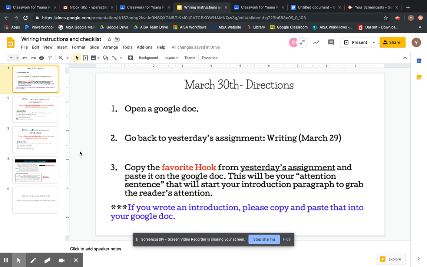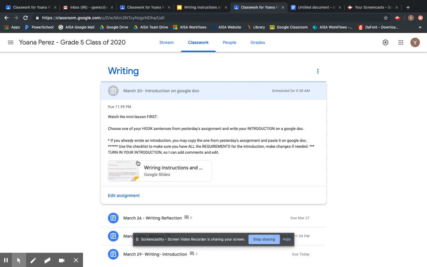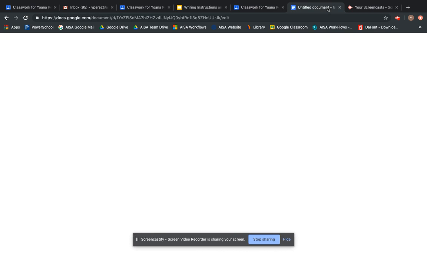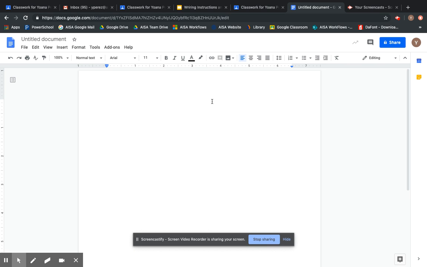Now, let me guide you through them. So the first thing you do is you're going to open a Google Doc. On today's assignment, I don't have anything for you to work on. So yours says like turn in or complete. You're going to click on it and you're going to add a Google Doc to it. So once you add a Google Doc, you are now ready to start.